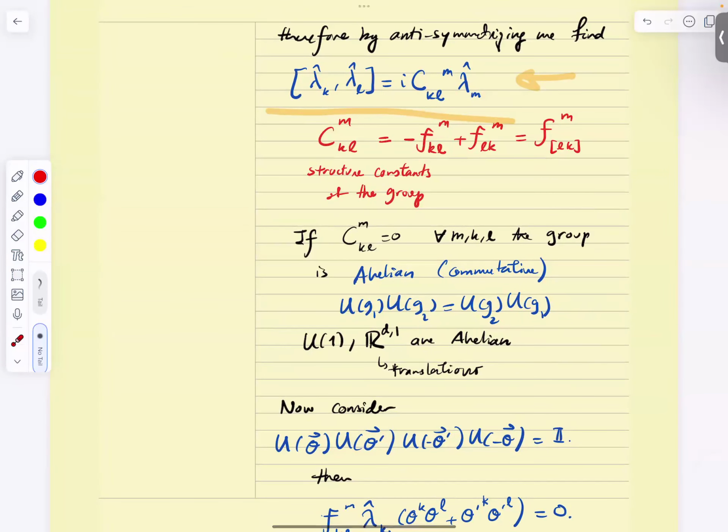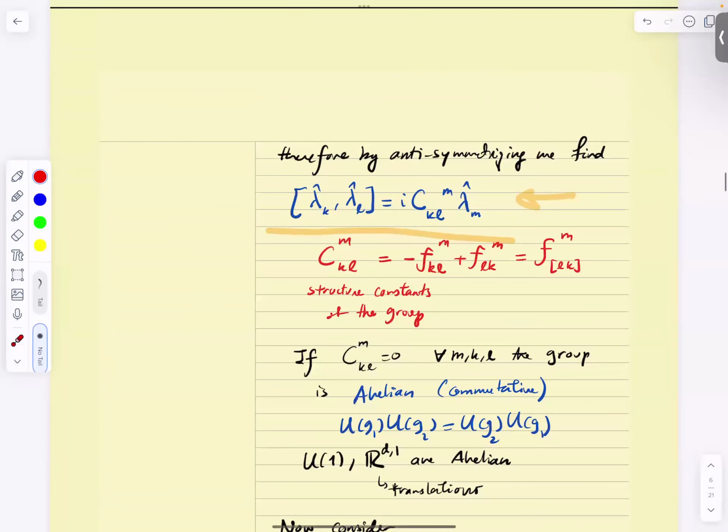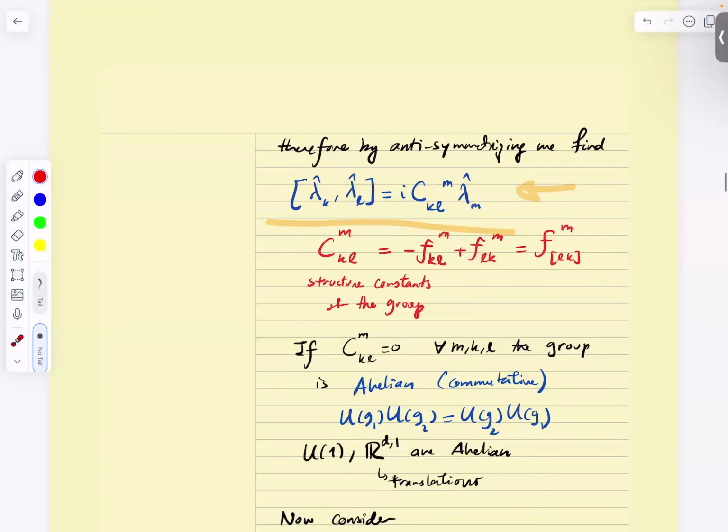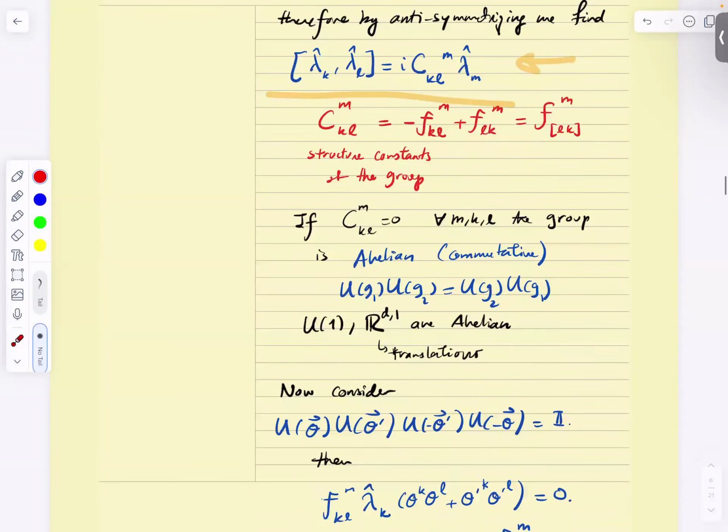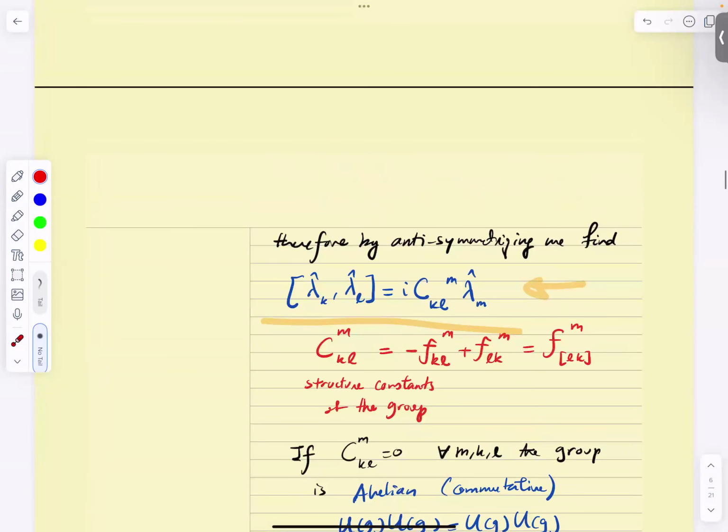So when the structure constants are zero, the Lie group is abelian, is commutative. And U(g1)U(g2) is U(g2)U(g1). What's an example of such an abelian group? Oh, if you have written it down: U(1), or R^(D,1), or R^(M,N). These are translations in space, for example, or space-time. Now, all right, so that's so far what we know.